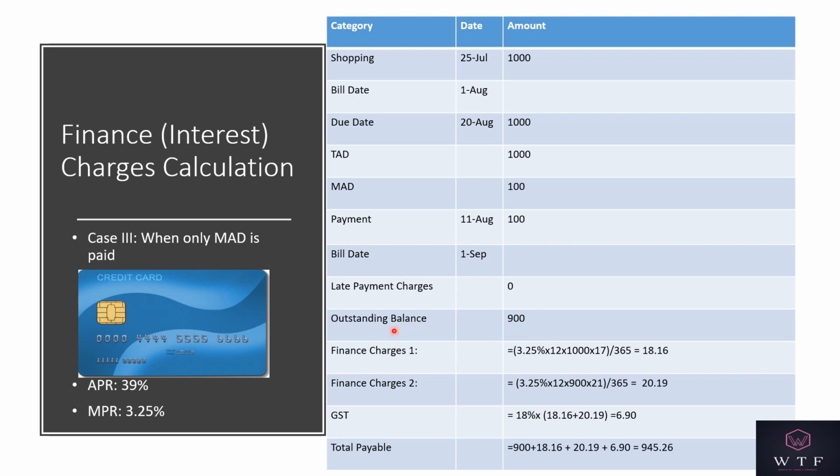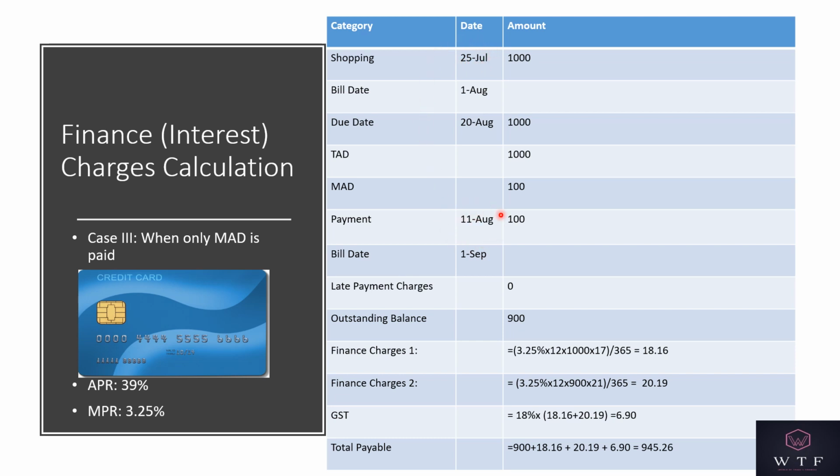Now there would be two types of finance charges that would be applicable here. Since the complete amount was not paid, this transaction that was done in the previous month would carry an interest of the APR or the MPR into 12. So APR divided by 365 would give you the daily interest on the total outstanding, which is 1000 rupees into 17 days. How is this 17 days coming from? The 17 days is coming from the date of transaction, which is 25th July, till the date of the part payment.